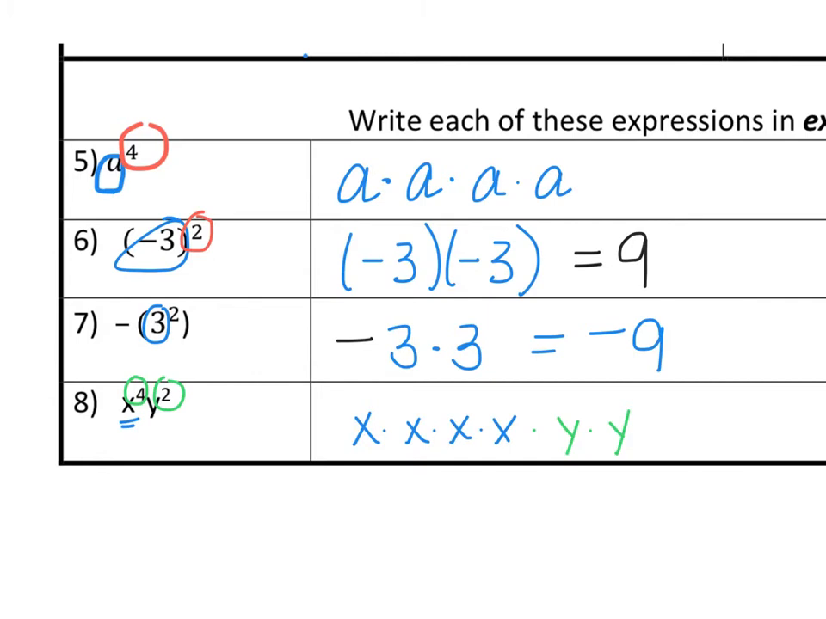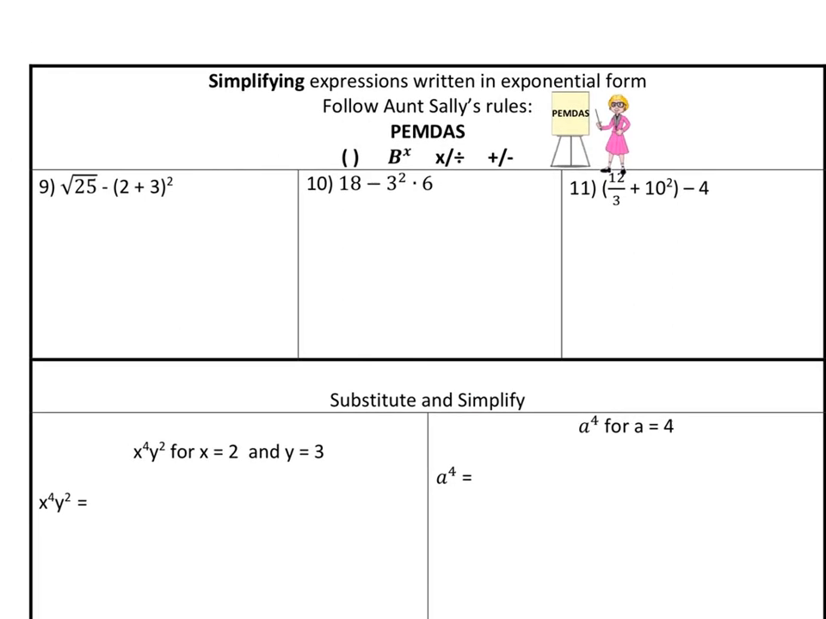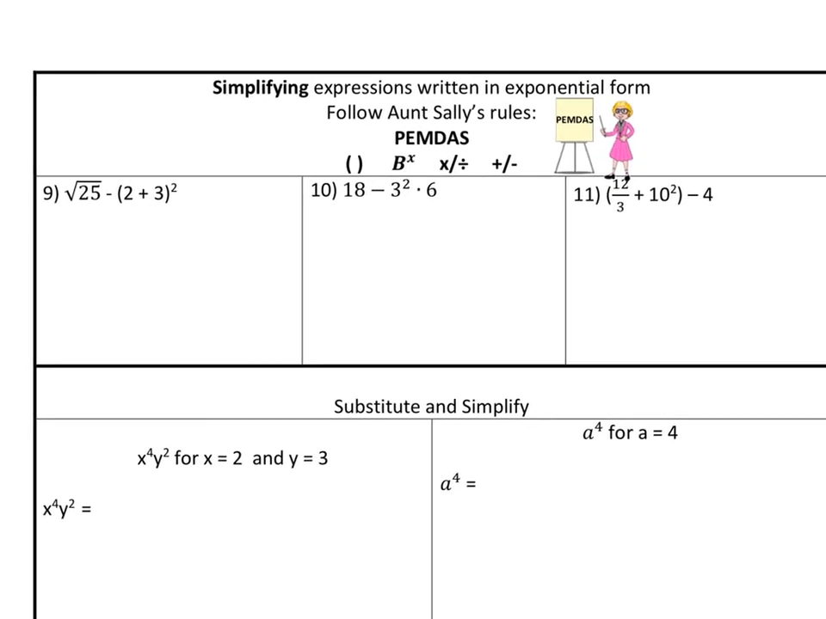Okay, next we're going to take a look at simplifying. So just like with any types of expressions, when we're simplifying expressions, we do parentheses first, then we do exponents, addition and subtraction from left to right, multiplication and division from left to right, and addition and subtraction from left to right.